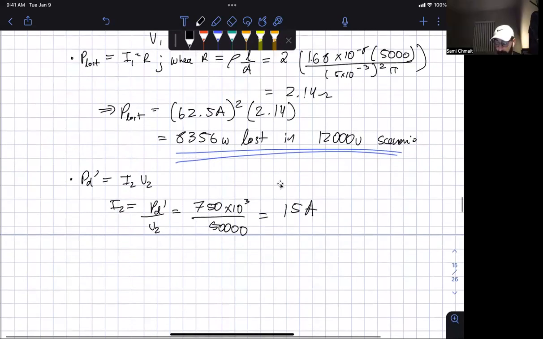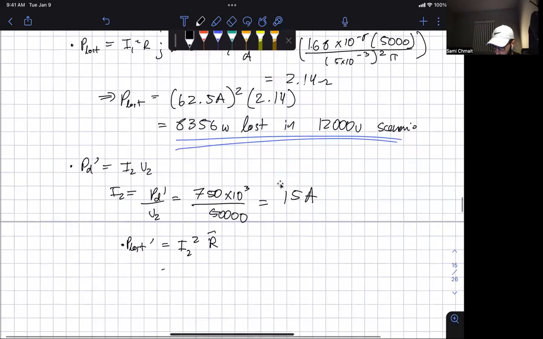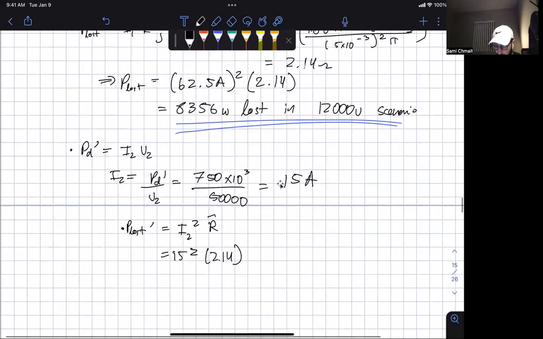We can now calculate the P lost. You'll notice here that this time I can skip over calculating the resistance value because it's going to be the same resistance value from part one, right? So what's different is that I2, but same resistance, constant there. So now we just have to multiply that 15 squared times that 2.14, and we come out with the new power lost, 481 watts lost.